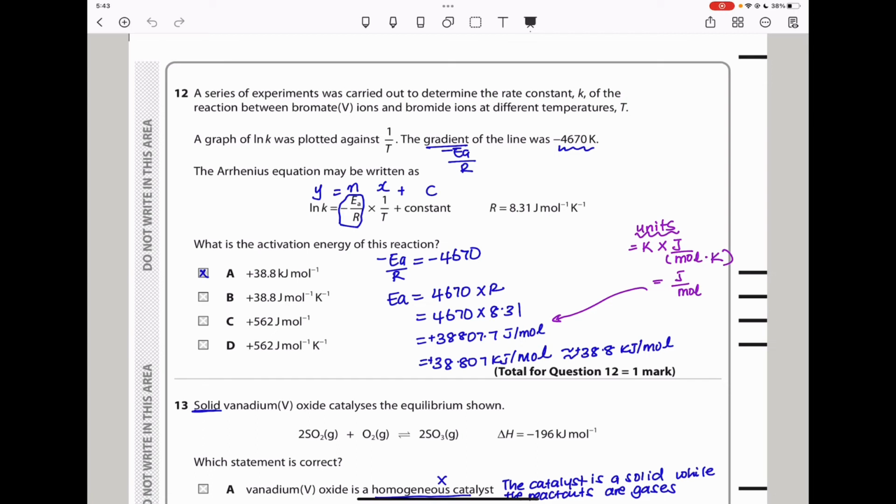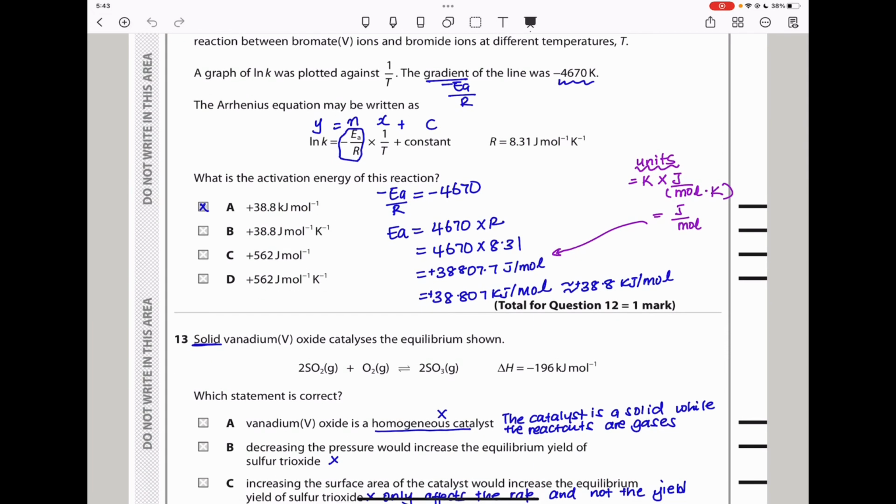And therefore, the only possible answer was this one, because when you convert it to kilojoules, you get 38.807 kilojoules per mole, which is approximately 38.8. And therefore, the answer should be A. The key thing here was your understanding or knowing that you had to convert the units, or you had to know which units you were working with in order to predict that it had to be kilojoules per mole and not joule per mole per Kelvin or any other units.